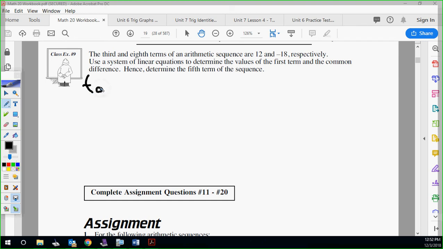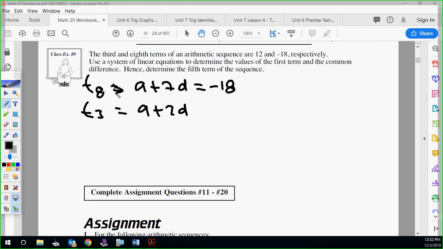Okay, T8 we know is, again, we just wrote this, A plus 7D. And we know that term 3 is A plus 2D. We know the output of the 8th term is negative 18. And we know the output of this one is 12. So go back to elimination. Remember, elimination is when you add or subtract equations to eliminate a variable. Notice my A's are the same sign, right? So this to me means I'm going to subtract these. And you're just going to see how quick this one goes too.